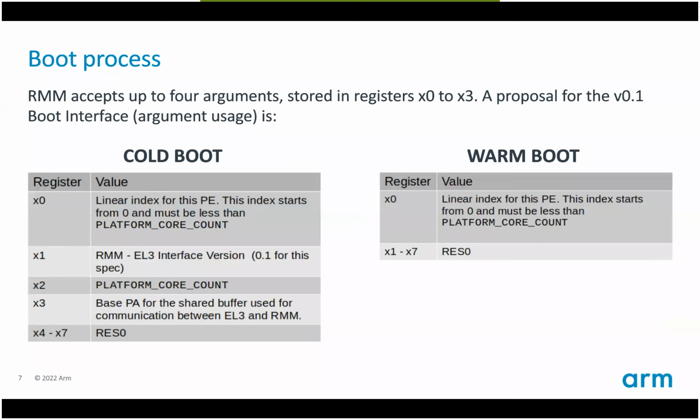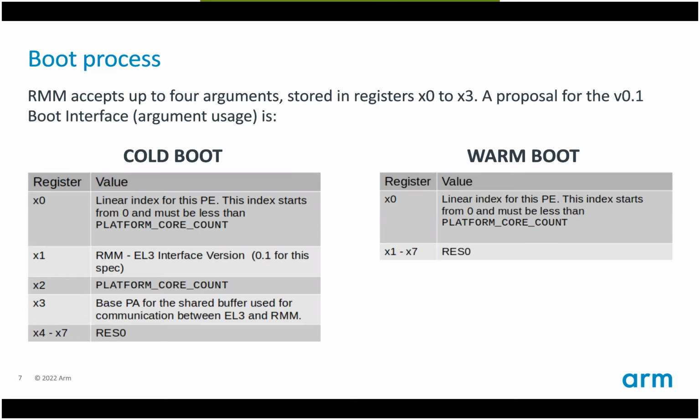So as mentioned before, RMM accepts up to 4 arguments. Those are stored in registers X0 to X3. So for boot interface version 0.1, the register usage is as follows. For the cold boot path, X0 will contain the linear index for the current CPU. This index will start from 0 and must be less than the platform core count, which, as you know, is the parameter that we have on TF-A to determine the maximum number of CPUs supported by the system.